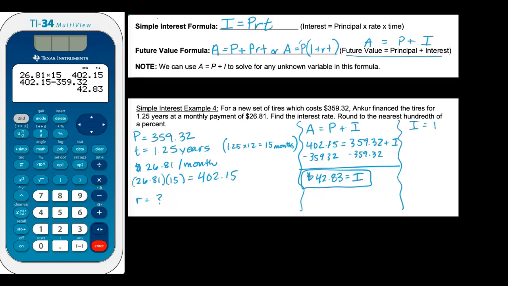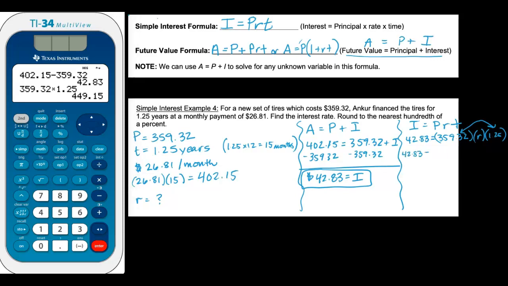So I equals PRT. My interest is $42.83 and my principal is $359.32 times my rate, which I don't know, times my time, which is 1.25 years. Now I can multiply these two numbers to simplify the right-hand side. I'm going to take $359.32 times 1.25. So I still have the $42.83 on the left equals $449.15 times R.